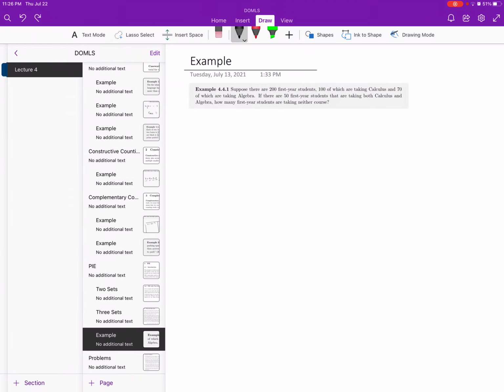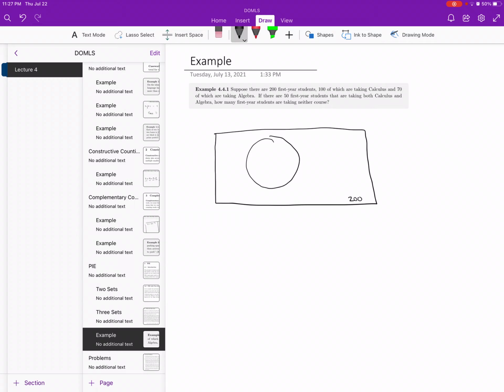This example is pretty simple, because PIE can get pretty complicated to think about, but let's work through it. Suppose that there are 200 first-year students. So I'm going to draw my everything, or my universal set. That's what we call it in set theory. So 200 first-year students. 100 are taking calculus, and 70 are taking algebra. So calculus, algebra. And there are 50 that are taking both.